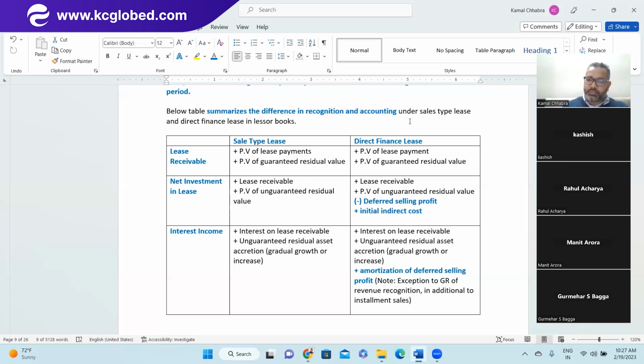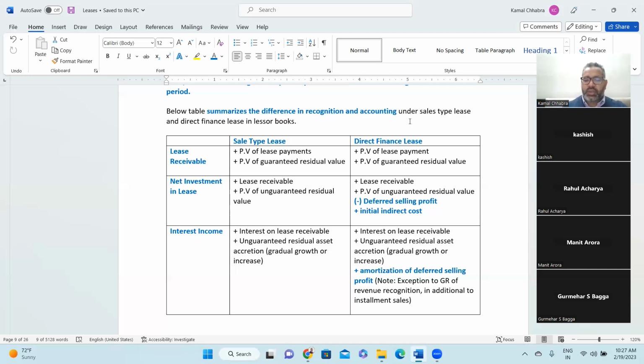Distribute, and in the end we will add the initial indirect cost as well, if there is any. Yes, right, if there is any initial indirect cost. So initial indirect cost is generally like lawyer fees, stamp duty, agreement fees, brokerage, such kind of thing. Sir, will commission also be included in this? Commission, brokerage, yes, all such things.